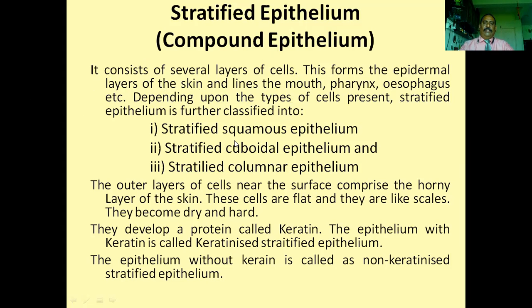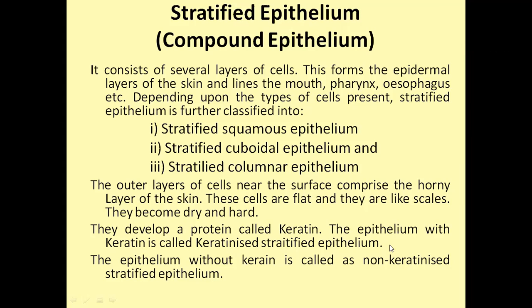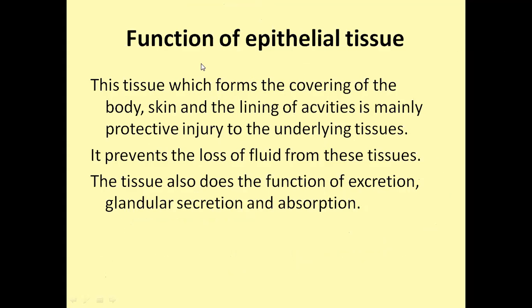The outer layers of cells near the surface comprise the horny layer of skin. These cells are flat and they are like scales. They become dry and hard, and they develop a protein called keratin. If keratin is present, that is called keratinized stratified epithelium. And if the epithelium does not have keratin, it is called non-keratinized stratified epithelium.